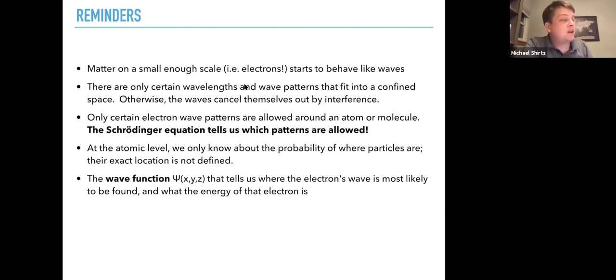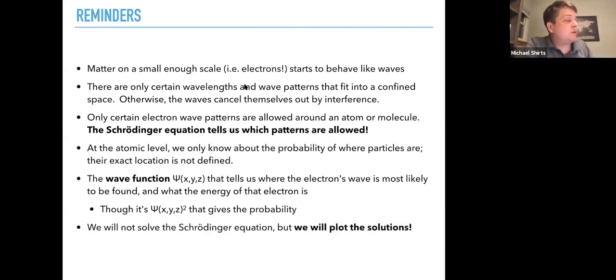The wave function is a spatial function of x, y, and z that tells us where the electron's wave is most likely to be found. And when you plug it into Schrodinger's equation, it spits out what the energy of that wave is. But it's important to remember that it's the square of the wave function that gives the probability. We will not solve Schrodinger's equation, but we will spend a lot of time plotting the solutions. You can learn a lot about functions if you just graph them and understand the graphs, and that's what we'll be doing. We'll be graphing the solutions to Schrodinger's equation for a hydrogen atom in 3D space and understanding what they mean.